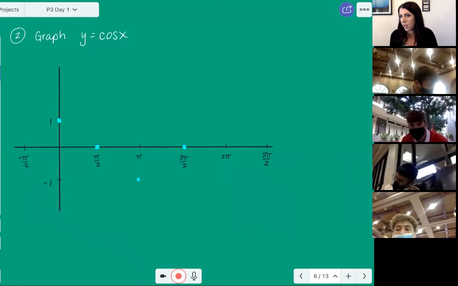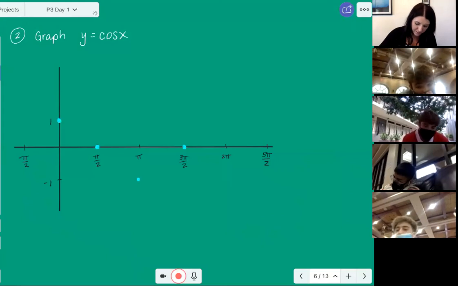How about, let's go to Carter Smith, cosine of 2 pi. I think Carter's not in this class. Or is he? I can't remember. Ty, let's go to you. Cosine of 2 pi is 1.